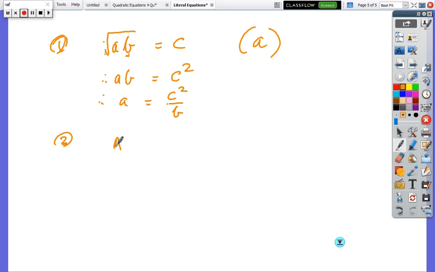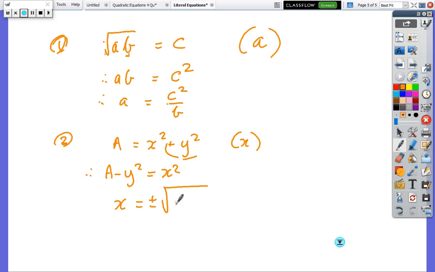So we've got a equals x squared plus y squared, and we have to make x the subject. The first thing you do is get rid of the plus y squared. So a minus y squared equals x squared, and so x will equal plus or minus the square root of a minus y squared. So you'll get used to the different types. So copy that and come across.